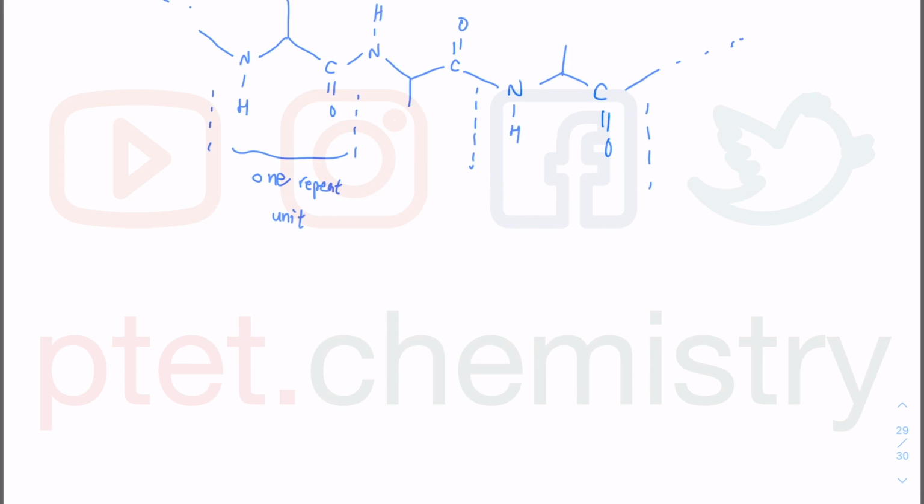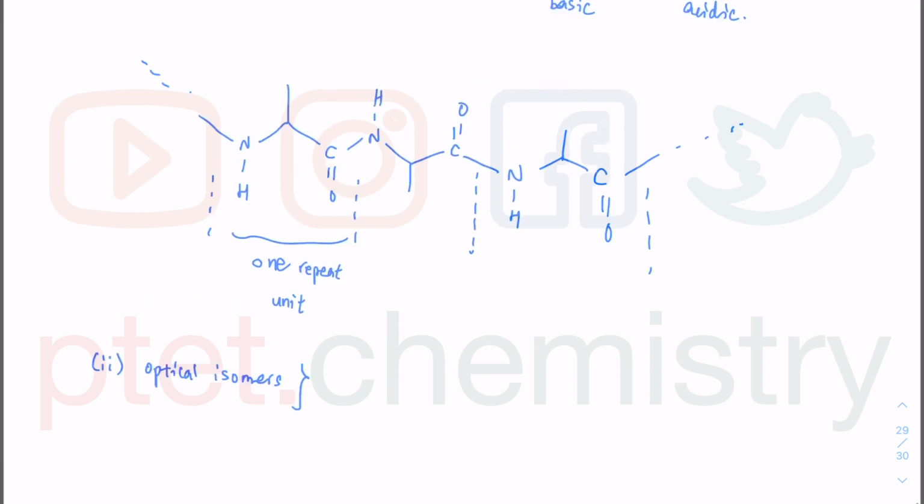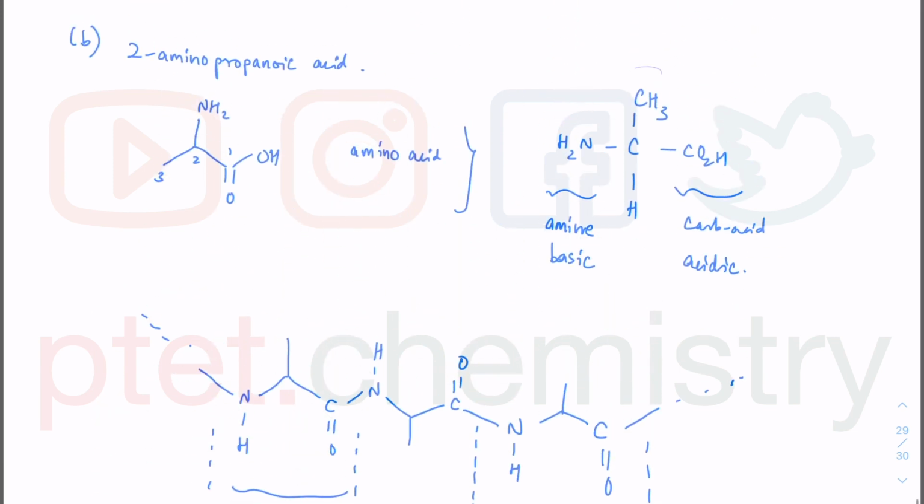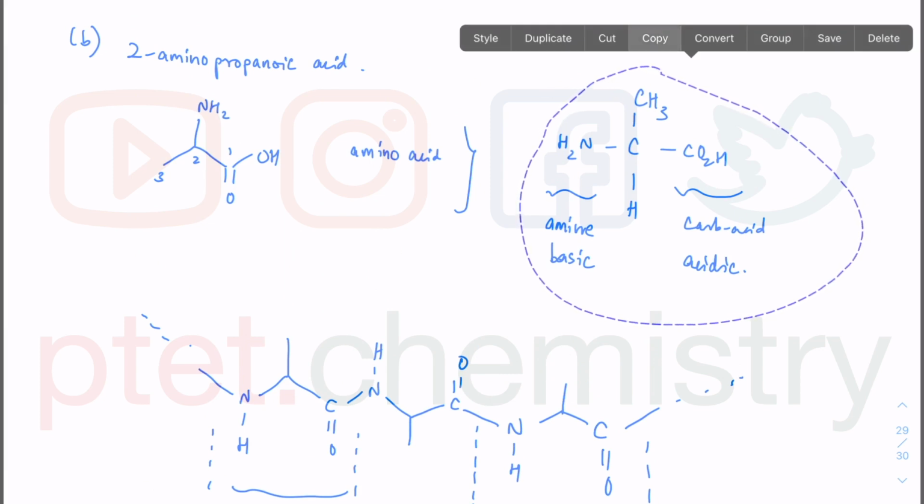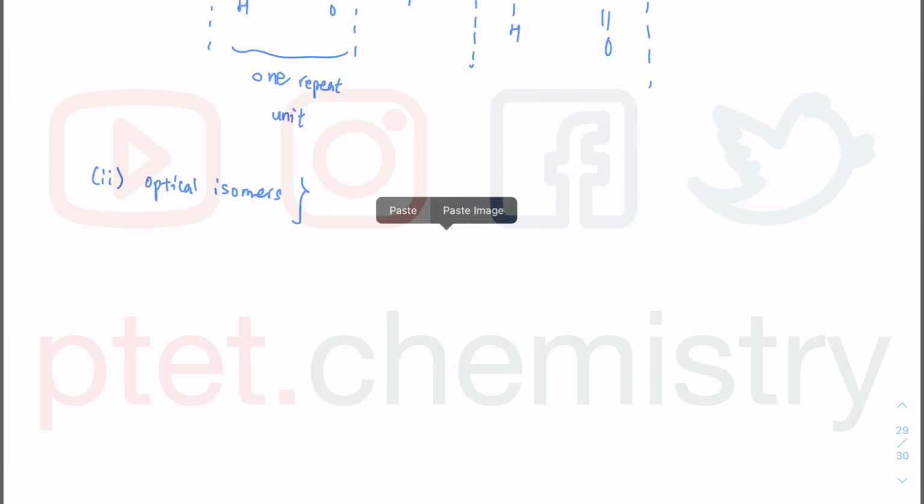How about the next part of the question? They said draw 2 stereoisomers. So this is actually an AS question. It's to do with optical isomers. As you know, most amino acids, in fact all amino acids, have a chiral carbon, except for one particular amino acid where the R group is H, and that is glycine.